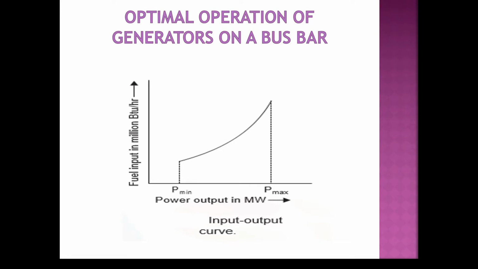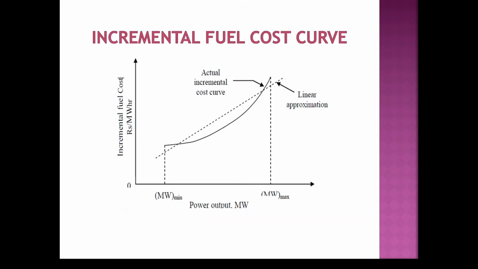Then input output curve, that is optimal operation of generators on the bus bar. Here we have seen the same input output curve, but on the y-axis we are taking the fuel input in million BTU per hour. What is this BTU? British thermal unit. British thermal unit per hour versus power output in megawatts. Same input output curve. Then we have seen the incremental fuel cost curve, that is incremental fuel cost in rupees per megawatt hour, and on the x-axis we are taking power output in megawatts. This is the minimum power, maximum power.